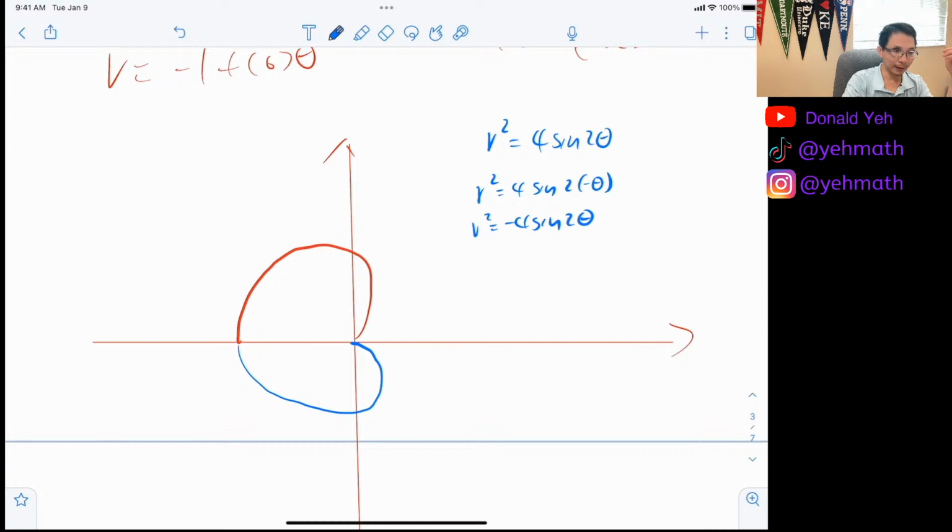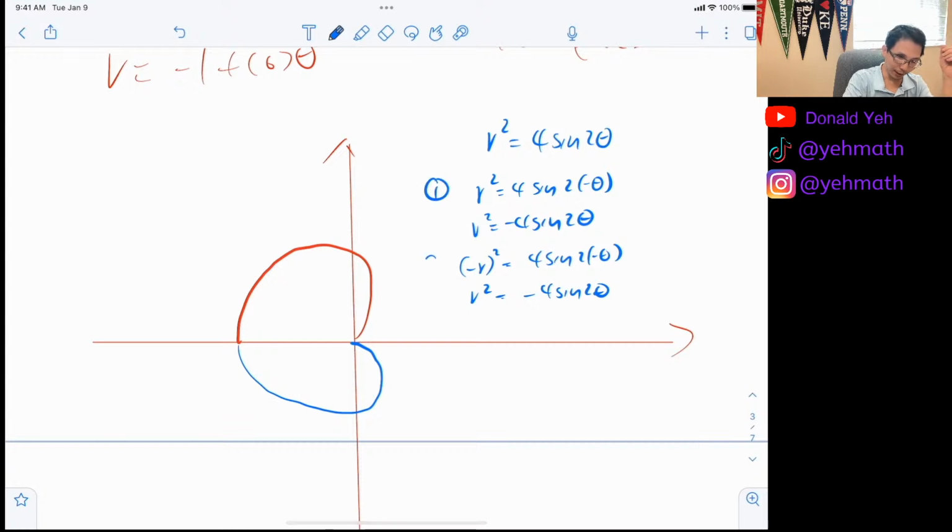Now, I'm going to do it again. I'm going to replace the r and theta at the same time. So r is going to be like this, and 4 sine of 2 negative theta, that's going to be r squared equal to negative 4 sine 2 theta. So it's not symmetry to the line pi over 2 either.